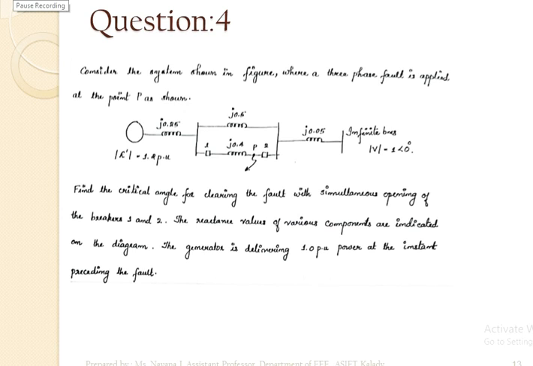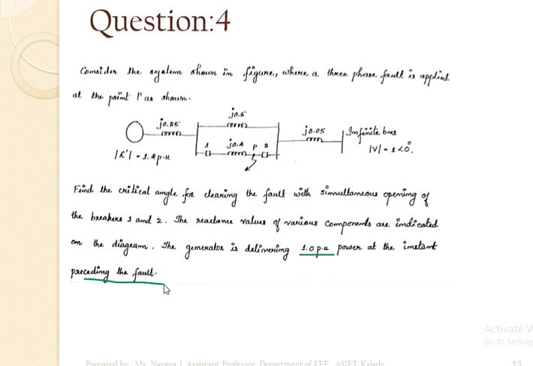Consider the system shown in figure where a three-phase fault is applied at a point P shown. Here sending end voltage is given as 1.2 per unit, receiving end is given as 1 per unit. Then reactance is also given. Find the critical angle for clearing the fault with simultaneous opening of the breakers 1 and 2. The reactance values of various components, everything is indicated. The generator is delivering 1 per unit power at the instant preceding the fault.